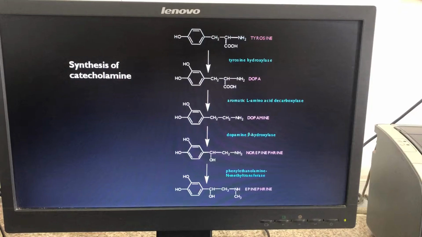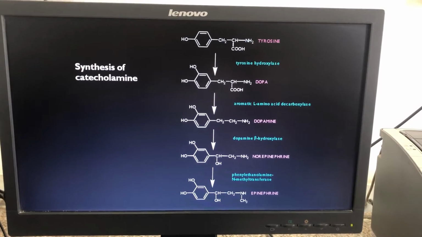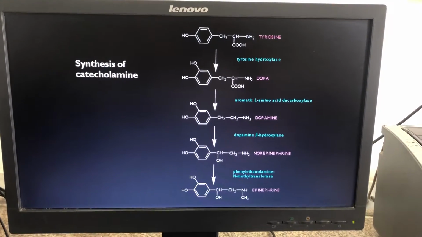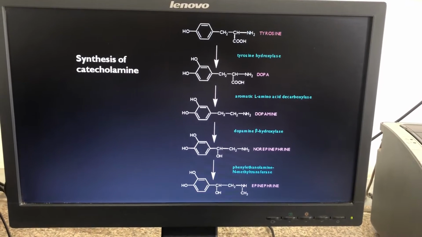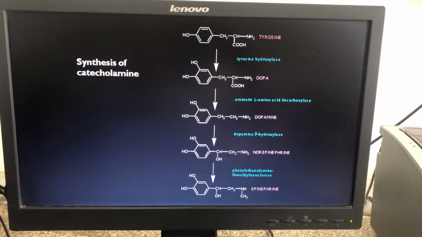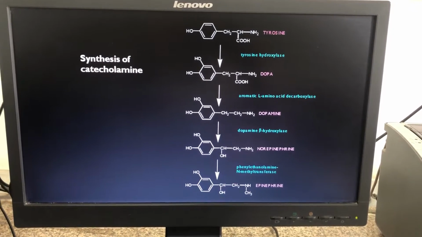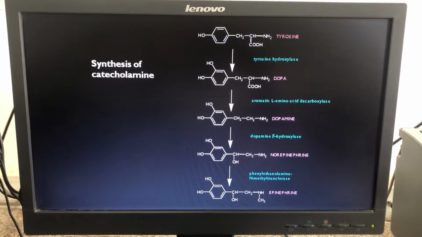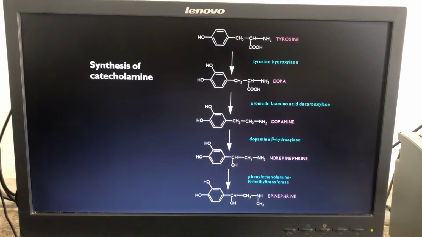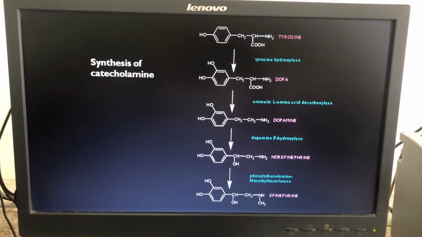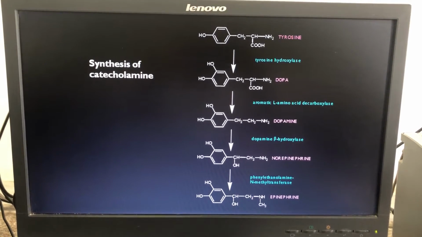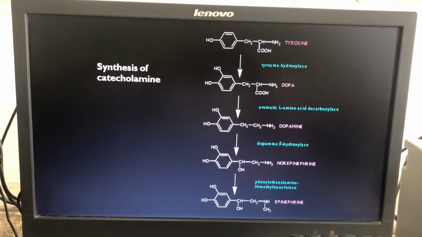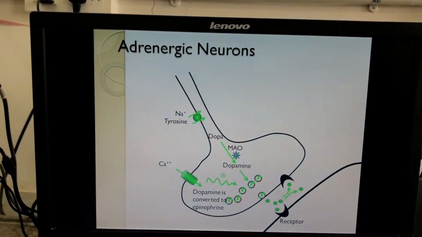We know that the catecholamines are synthesized from tyrosine, and from tyrosine we get dopa with the help of the tyrosine hydroxylase enzyme. From dopa we get dopamine, and then dopamine is converted to norepinephrine with the help of the dopamine beta hydroxylase enzyme. This norepinephrine is then converted to epinephrine with the help of enzymes.